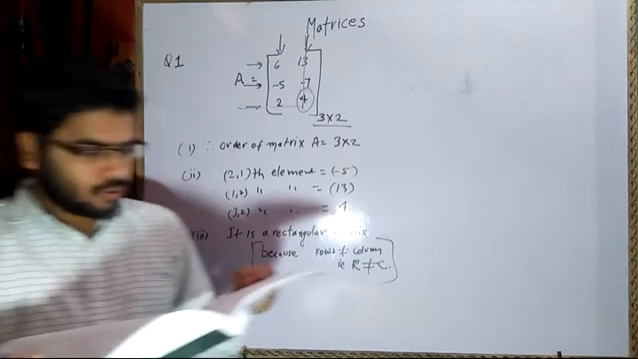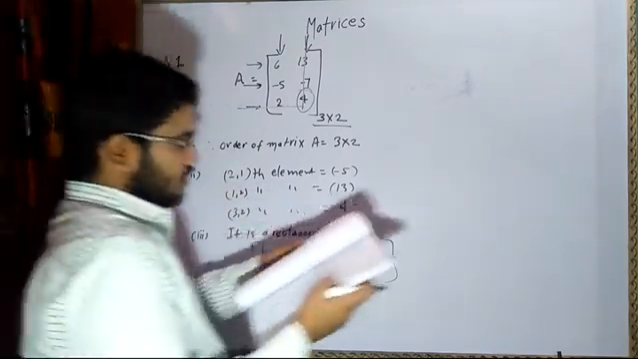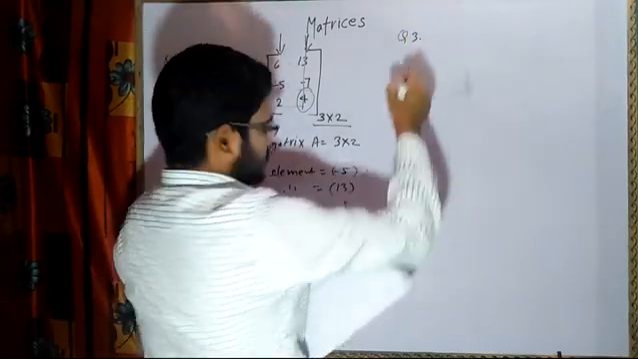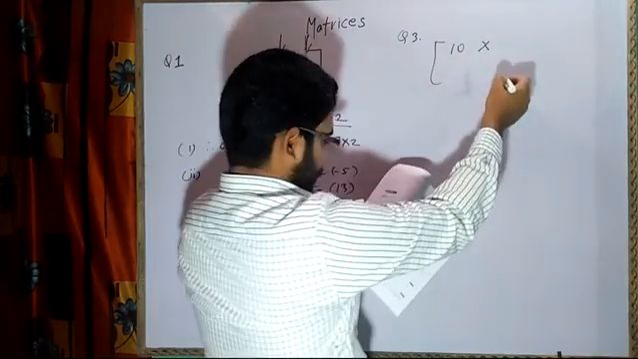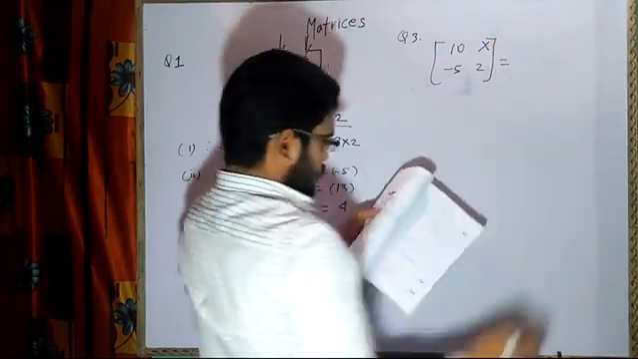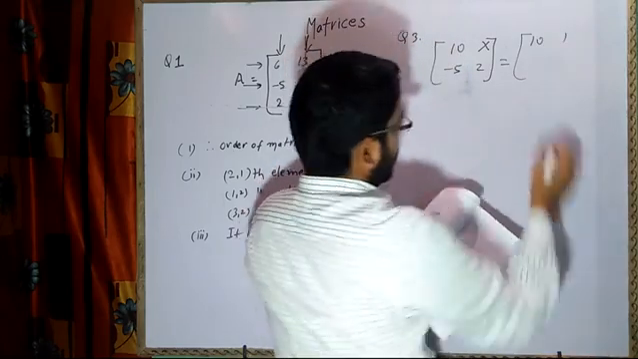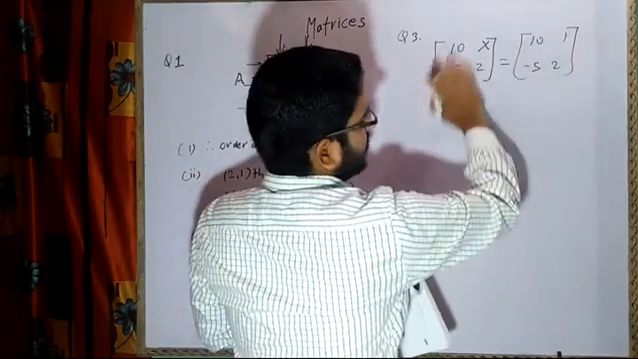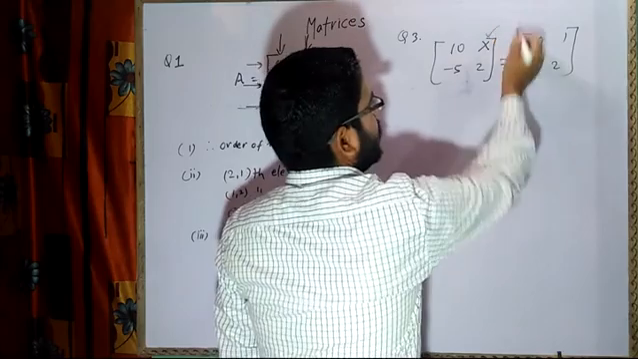Now we have a question that says find the values of x. Already these two matrices are given, and they are equal. Question number 3 says that two matrices are there, 10, x, minus 5, 2 equal to 10, 1, minus 5 and 2. These two matrices are equal. We have to find the value of x.